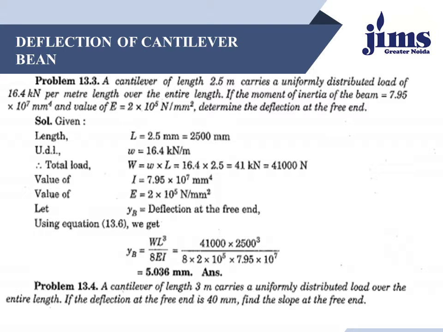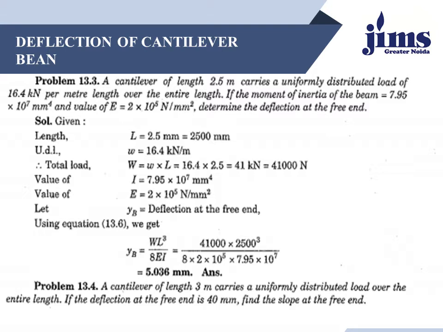In this problem, let's assume the deflection at the free end is represented by YB. So YB is equal to the deflection at the free end. From the deflection diagram, it is clear the deflection is maximum at its free end, but the deflection at the fixed end will be 0. So the deflection at the free end, YB, is equal to WL cube over 8EI. This is the mathematical formula with which we can calculate cantilever beam deflections.